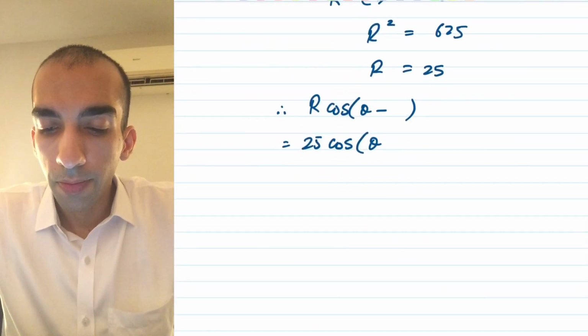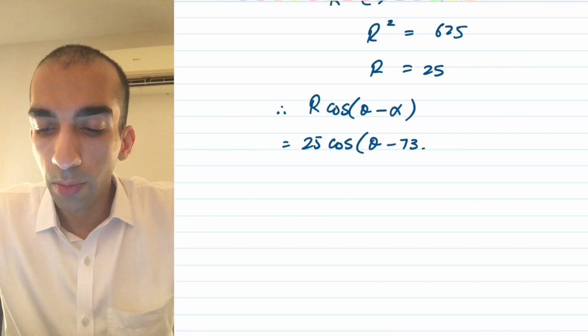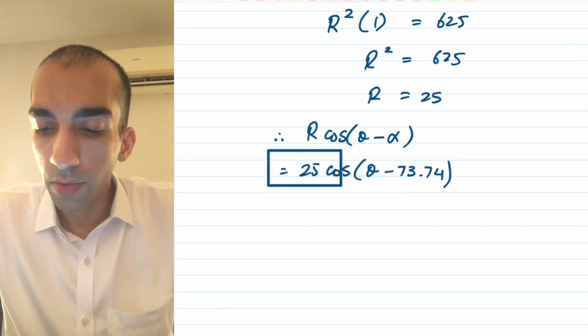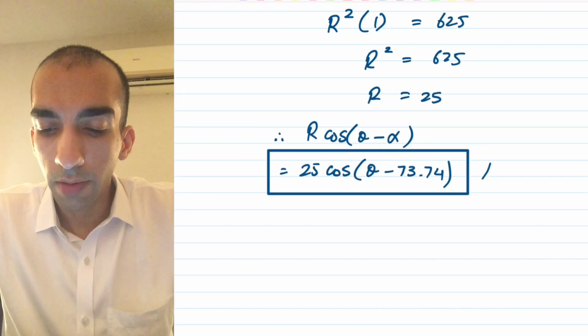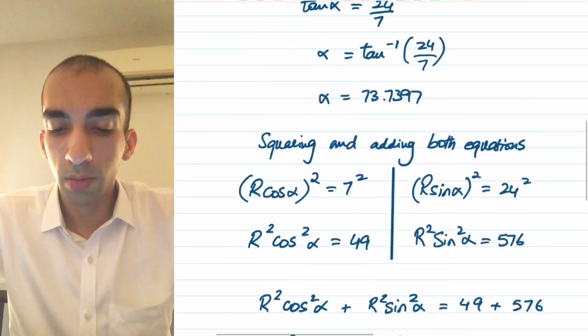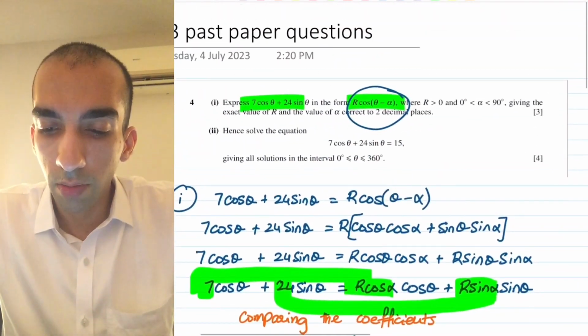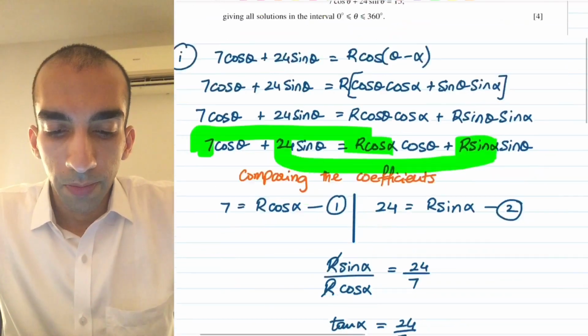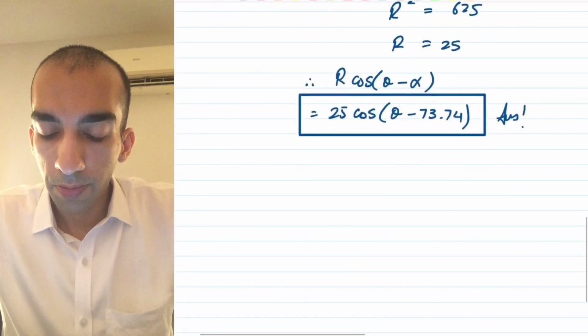Alpha is 70, let me correct that, 73.74, and there you have it. Because the question said answer to 2 decimal places, we rounded off to 2 decimal places. Hence solve this equation.